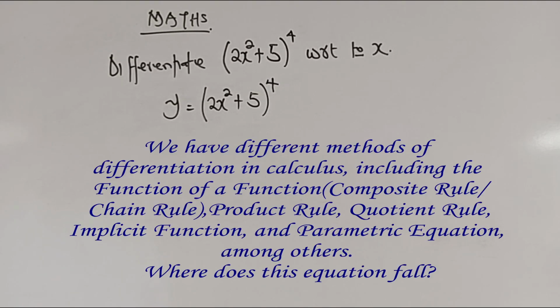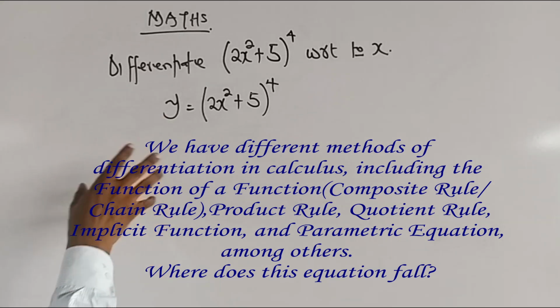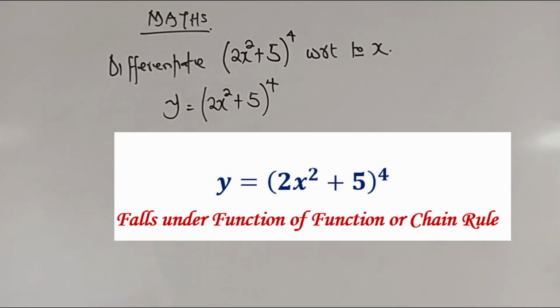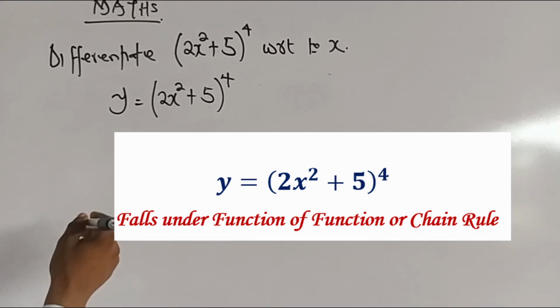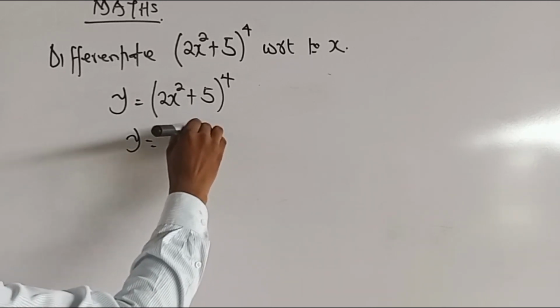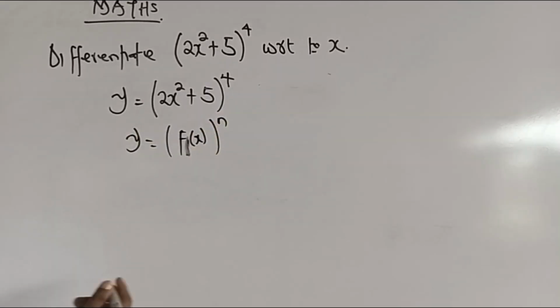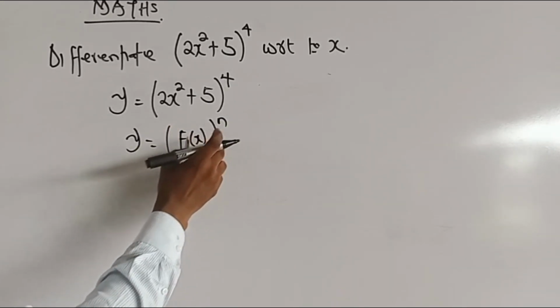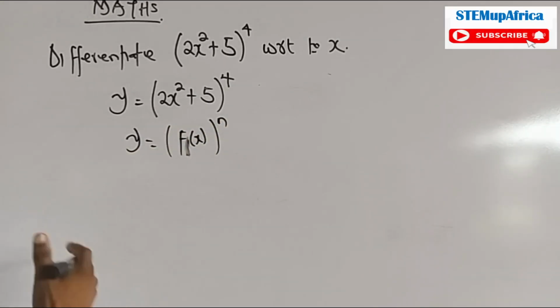We have different methods of differentiation, like function of function, also called the composite rule or chain rule as it is popularly called. We have the product rule, the quotient rule, implicit functions, and parametric equations. So what kind of differentiation rule is this? By looking at this expression, this equation is synonymous with function of function, or chain rule. It appears in this form: y equals f of x raised to power n. So if you look very well, what is inside the function of x raised to power n? Anytime you see an expression like this, it's synonymous with function of a function.